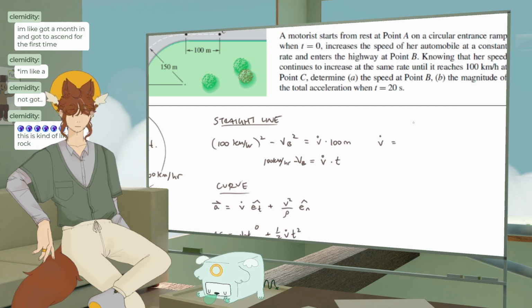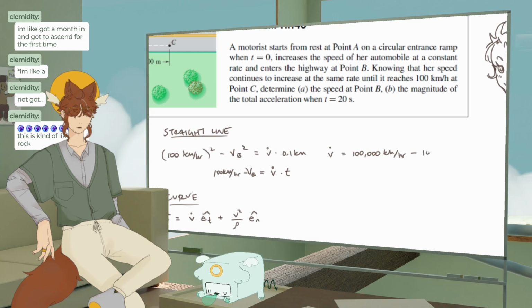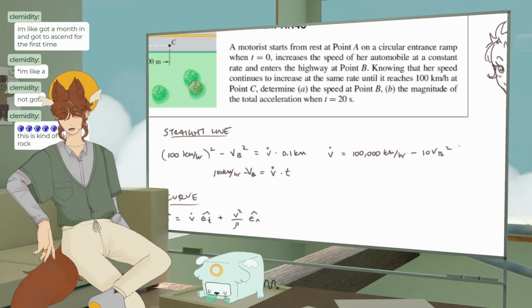Okay, sorry, I'm a hater. Well, it's 100 meters. Oh my god, it's meters, kilometers too. Damn it, 100 meters is like 0.1 kilometers. Let's put in that. Okay, so let's just do out the math. 100 squared is 10,000, divided by 0.1 is 100,000. So 100,000 kilometers per hour minus 10 VB squared. We got that. That's good. I like that. It's kind of, not really, actually.